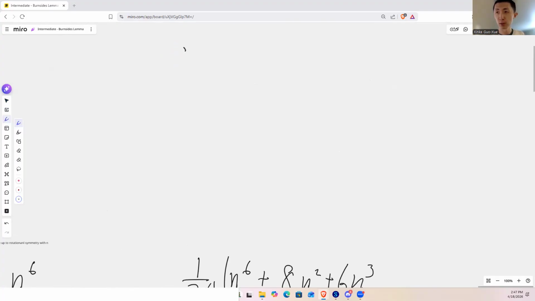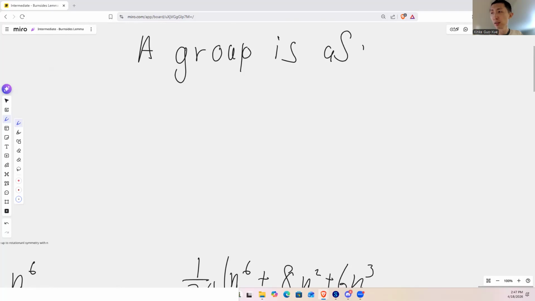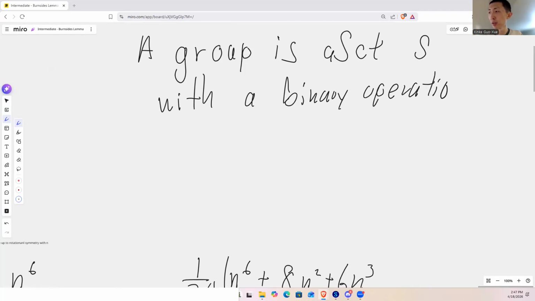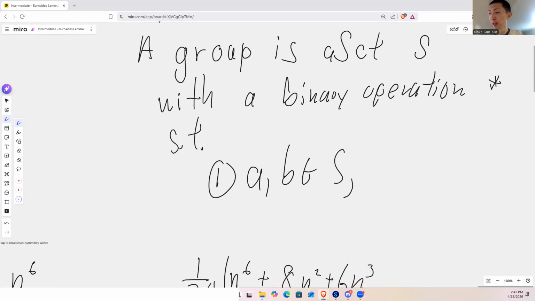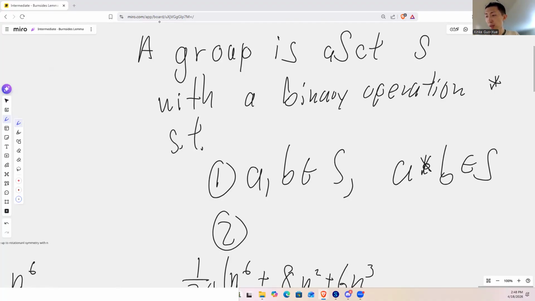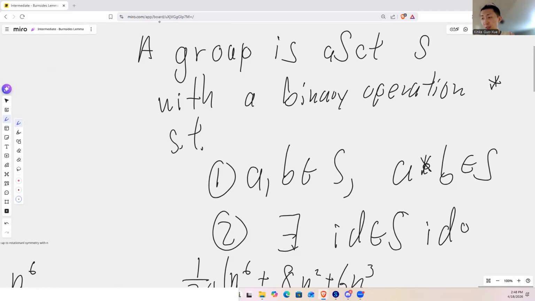A group is a set S with a binary operation star such that if A and B are in S, then A star B is in S. There is an identity, an element in S called the identity, such that the identity times anything equals anything times the identity equals A for any A in S.